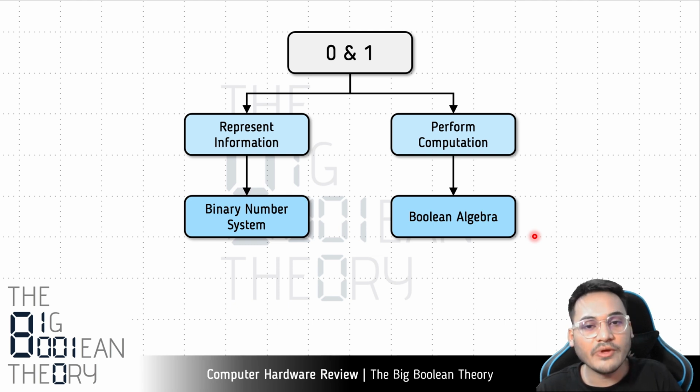So now we have a way to represent information. We also have a way to perform computation, and the computer is now ready to do the processing. It can achieve anything that it does using just two symbols. And that is about the big Boolean theory that I wanted to discuss. It's a big theory and it is all based on the two values, zeros and ones.